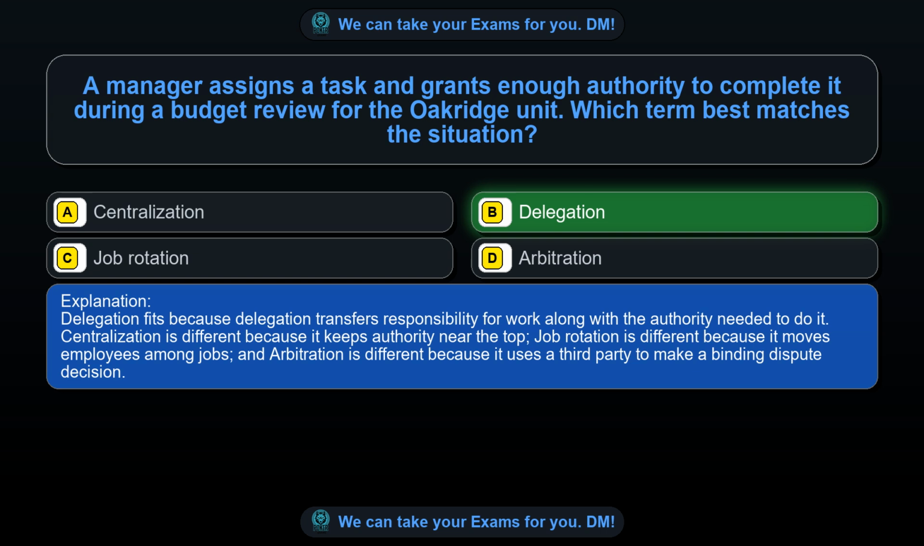Delegation fits because delegation transfers responsibility for work along with the authority needed to do it. Centralization is different because it keeps authority near the top. Job rotation is different because it moves employees among jobs, and arbitration is different because it uses a third party to make a binding dispute decision.